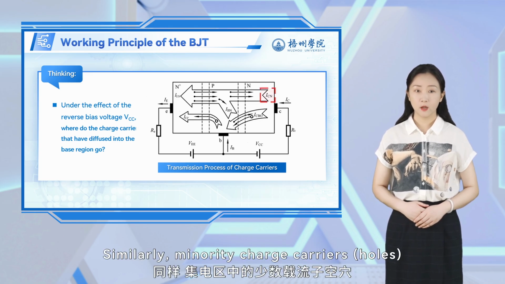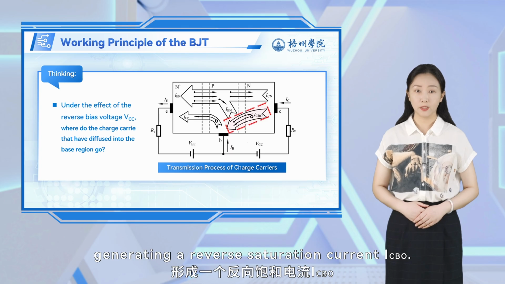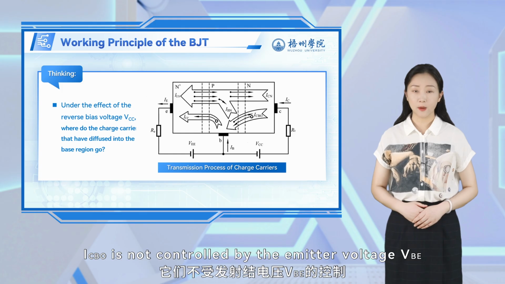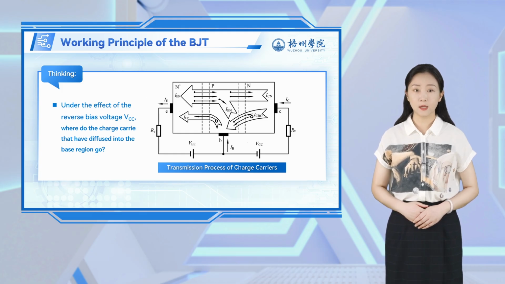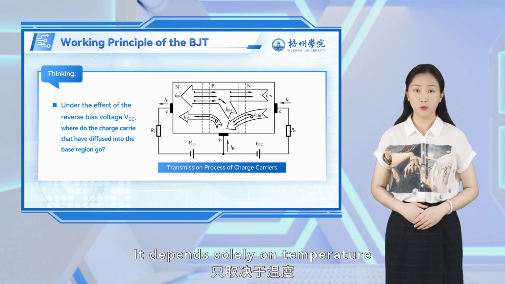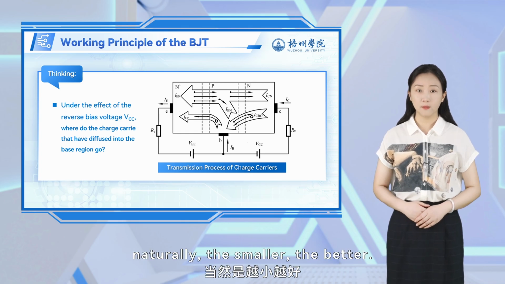Similarly, minority charge carriers, holes, in the collector region also drift, generating a reverse saturation current ICBO. ICBO is not controlled by the emitter voltage VBE and does not contribute to amplification. It depends solely on temperature and the concentration of minority charge carriers. Naturally, the smaller, the better.